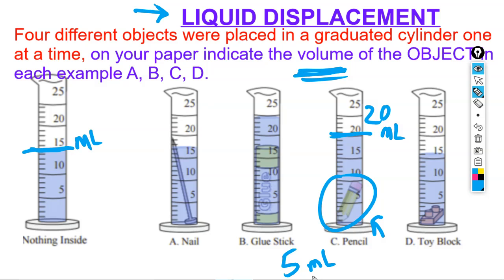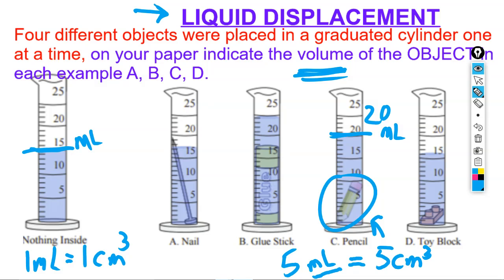Now, one of the interesting things about this is milliliters is a measurement of liquid. Liters measure liquid, and that pencil obviously isn't liters. So, an interesting, good thing to know is 1 milliliter of liquid volume is equal to 1 cubic centimeter of solid volume. So, in this case, our 5 milliliters of liquid that was displaced tell us that that pencil has a solid volume of 5 cubic centimeters. So, you just change the unit at the end.